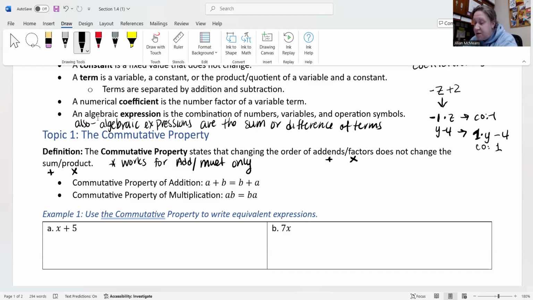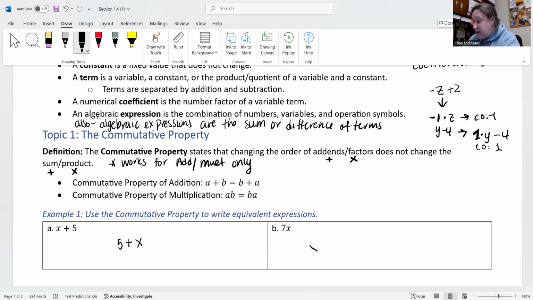So example 1 says use the commutative property to write equivalent expressions. So we're going to take these expressions and just rewrite them by applying the commutative property. And the commutative property just says change the order. So if I have x plus 5, that is the same as writing 5 plus x. I'm going to get the same answer regardless of what x is. If I add the 5 to the x or if I add the x to the 5, I get the same answer.